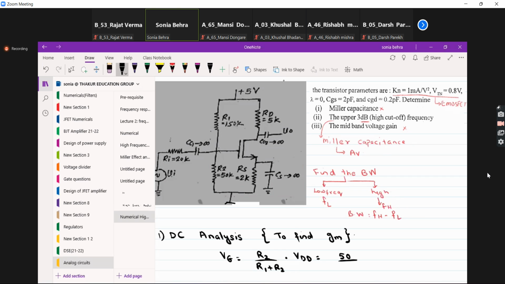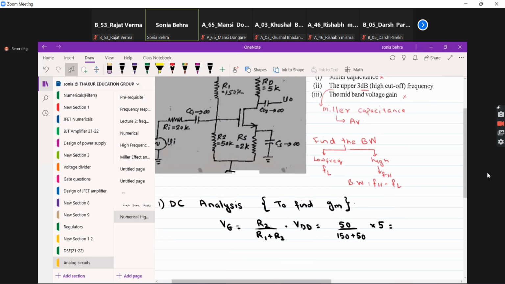upon 150 plus 50 into 5. You will get the value of VDD. Second step which I have to do is find out the value of RG. So RG is nothing but R1 in parallel to R2, which is equal to 150K in parallel to 50K. Find out its value.